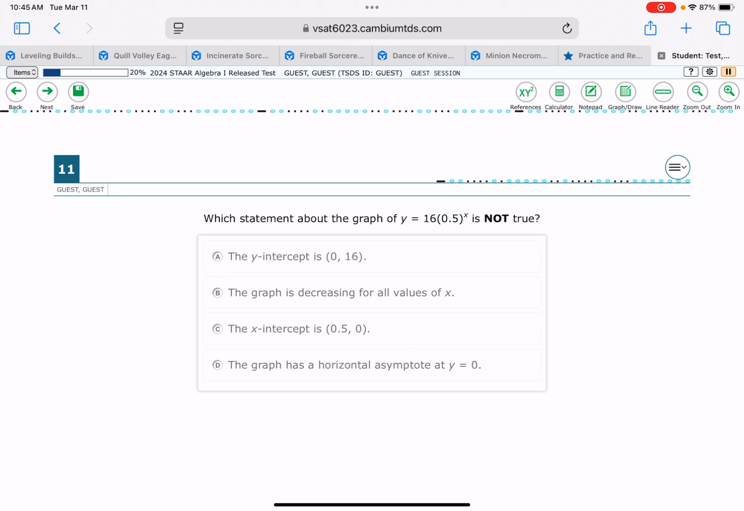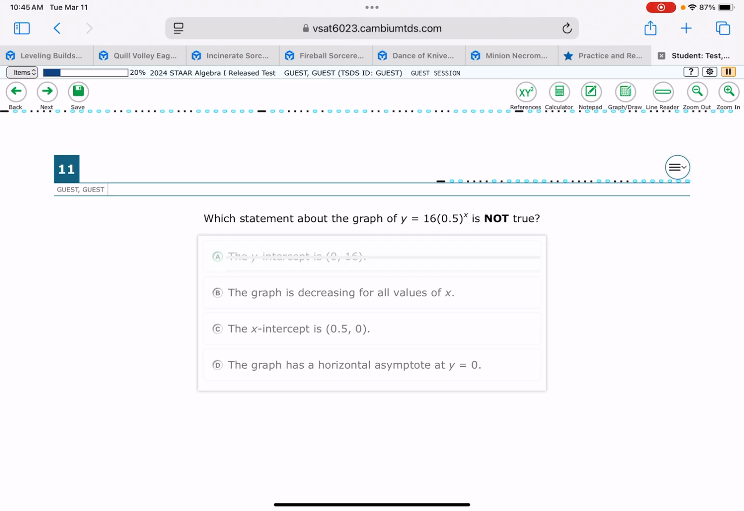We do have the number in front of your parentheses when you have an exponential function. Exponential functions are functions that are to the power of x. And in this exponential function, the number in front will be your y-intercept. It has the value of 16, so A is out.